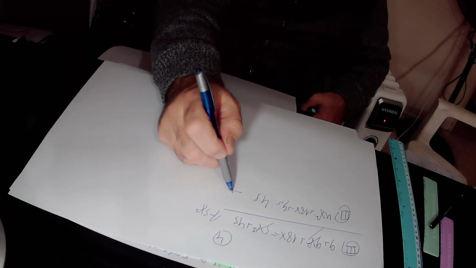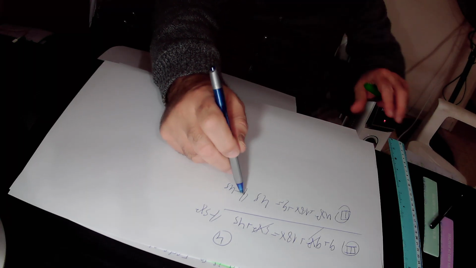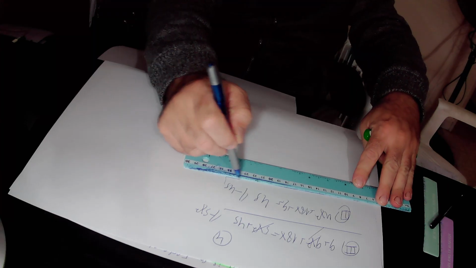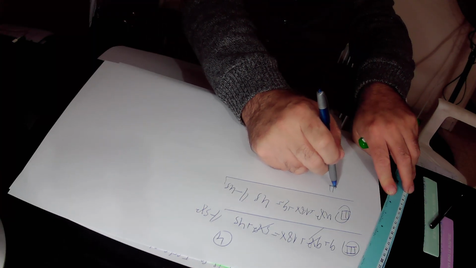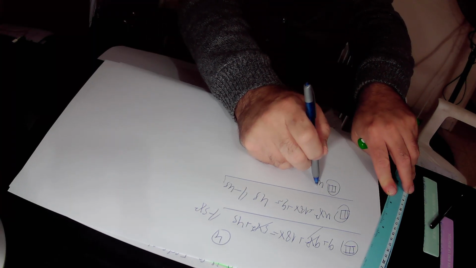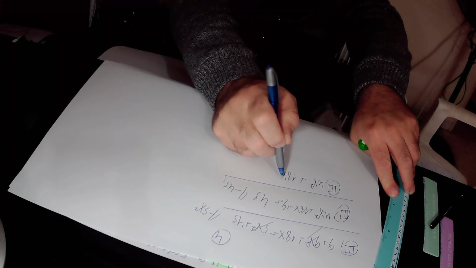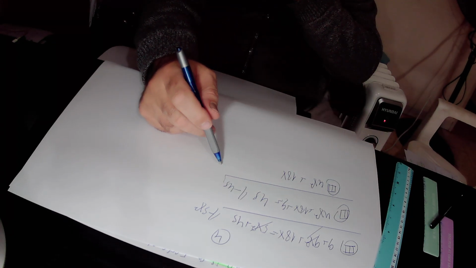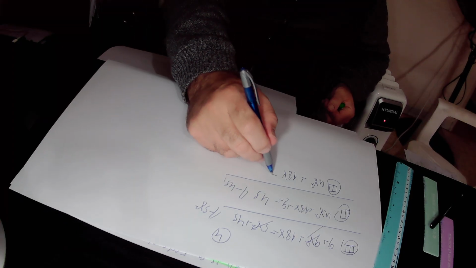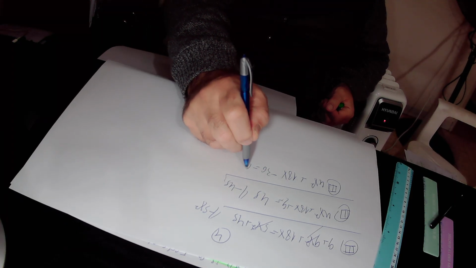Here we subtract 45 from this equation 3. So you get that according to this equation 3, 4x squared plus 18x, we have 9 minus 45 is minus 36 equals 0.